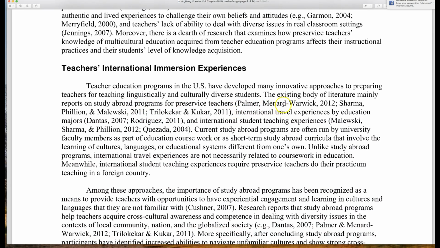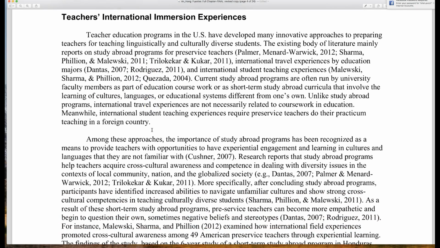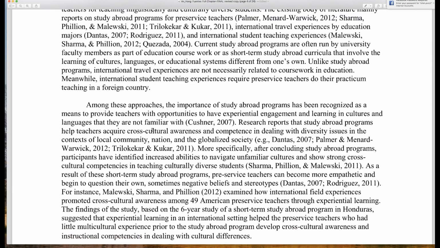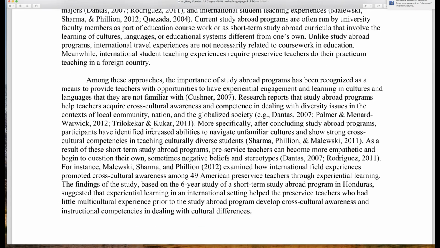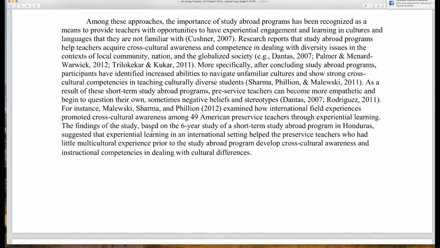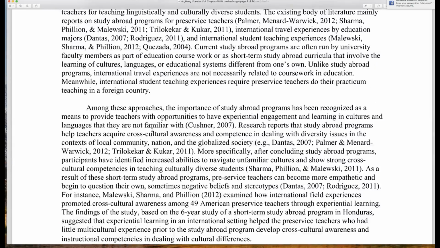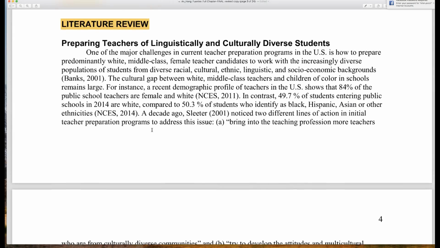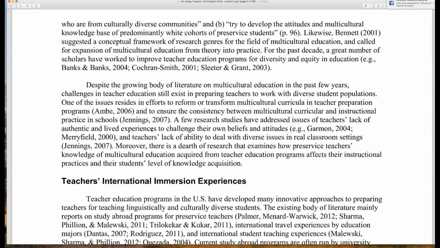So you see they're referencing different people who've studied this. You are going to be giving a more complete review and summary of the literature, but you can see they're talking about different people who have studied this issue. Here it's a very short literature review. Yours is going to be much longer.